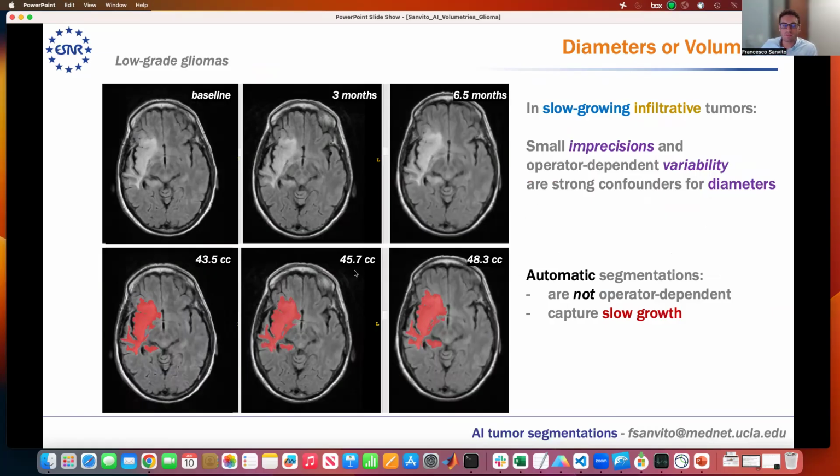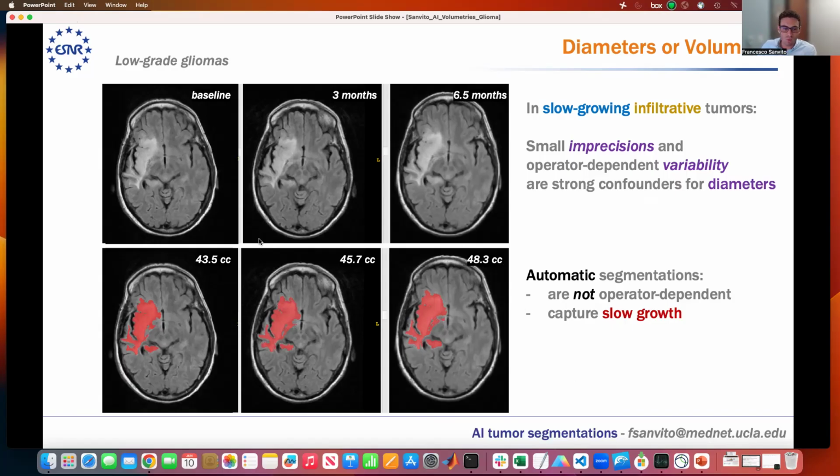A very compelling situation that I like to show is low-grade gliomas that grow very slowly. Here it's very complicated to see that this tumor is growing. If I was drawing diameters, I would probably be imprecise enough that my imprecision in the diameters outweighs the actual true growth of this tumor. But with automated segmentations, we can see that it grows very, very slowly.